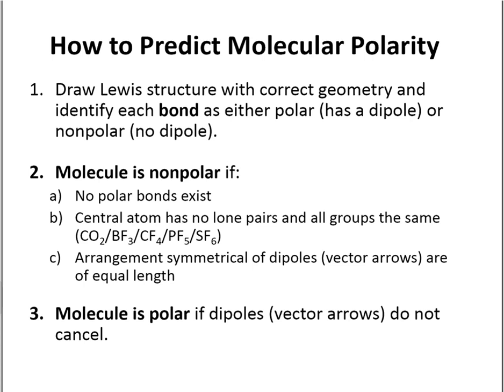1. Draw a Lewis structure with the correct geometry and then identify each bond as being polar, meaning ones that have dipoles, or nonpolar, no dipoles. So make sure you go through all of VSEPR here. This is what you need.